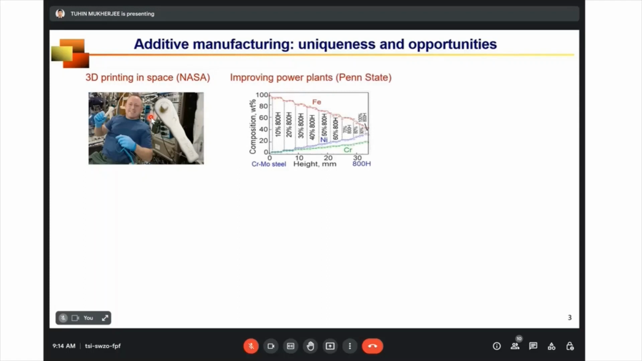At Penn State, we discovered that instead of having dissimilar materials joints that are used in power plants, let's say a dissimilar joint between steel and a nickel alloy 800H, replacing those joints by graded material where the composition is gradually changing from one material to the other material, we have shown that it significantly improved the mechanical properties such as high temperature creep properties for those joints.